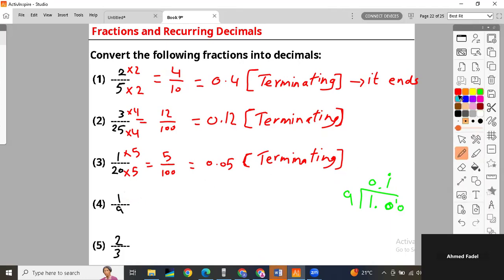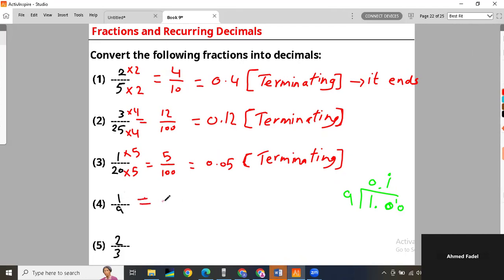So I'm going to write that 1 over 9 actually is equal to 0.1 with a dot notation above the 1. And this is what we call a recurring decimal. Why? It has a repeating pattern. It's not only that it's endless, it doesn't end. No, it has also a repeating pattern. This is what we call a recurring decimal.